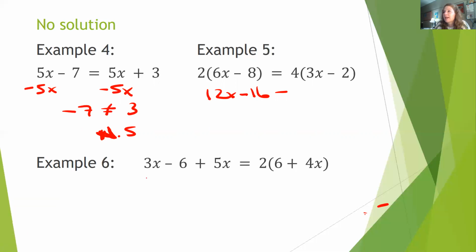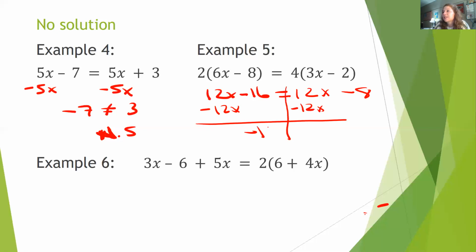Get my pen back. All right, so 4 times 3x is 12x minus 8. So then if I subtract 12x from both sides, I see that I'm going to get negative 16 is equal to negative 8. Is that true? No, it's not true. So we have no solutions.